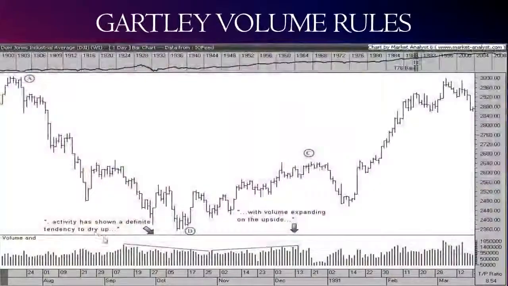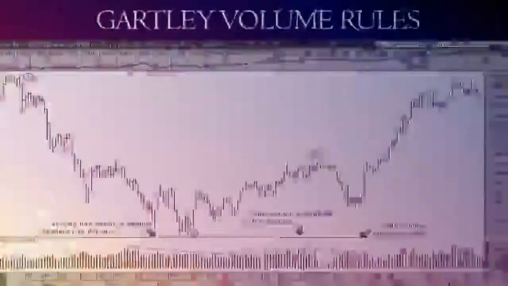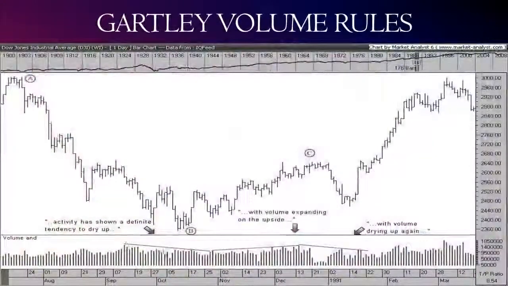He says the tendency is for the volume to dry up here, but then he says with volume expanding on the upside. So from the B to the C, we want to see a pickup in volume. Notice the trend line is moving up on the volume. And now let's see what else he has to say. So the volume dries up and then it expands, and then it says with volume drying up again.